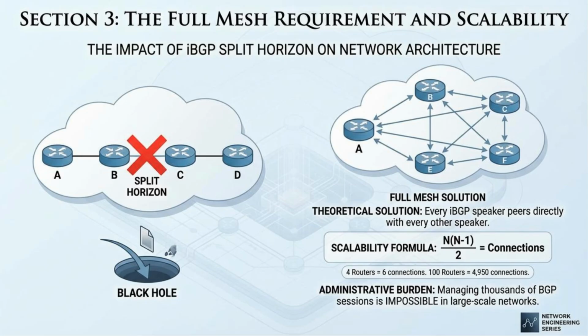Section 3. The full mesh requirement and scalability. This split horizon rule creates a massive architectural problem. Imagine you have a network with routers A, B, C, and D in a line.